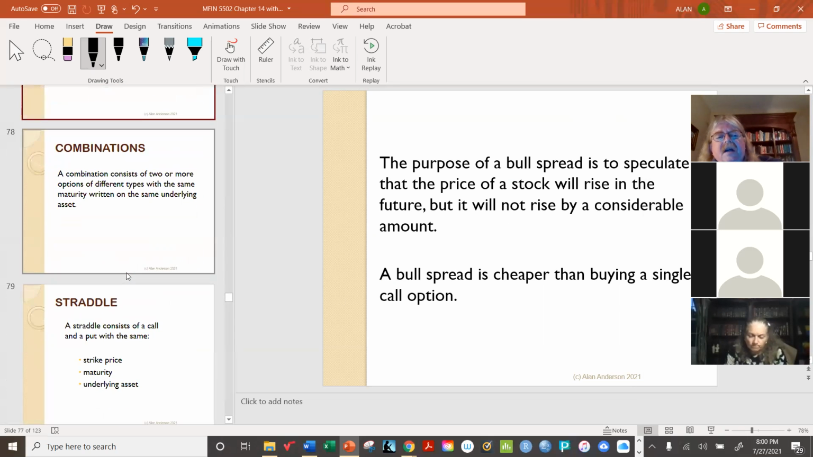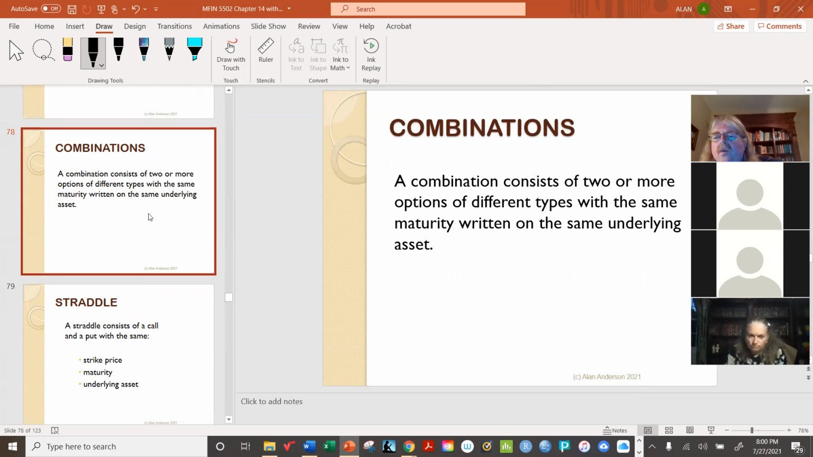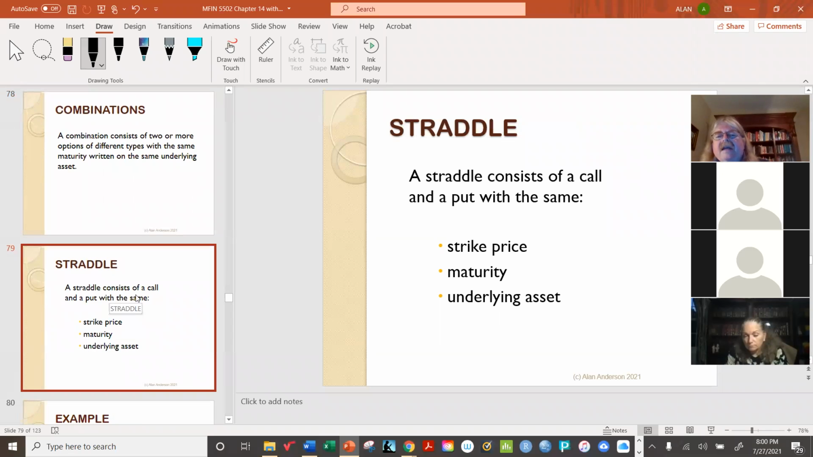All right, now here's a combination. A combination, again, means you've got potentially just one call and one put. You have to have at least one of each. And one of my favorites is called the straddle. You might look at it and say, what a bizarre position. So again, now this time, we're buying two things. We're buying a call and we're buying a put. Everything's the same. The strike, the maturity, the underlying asset.